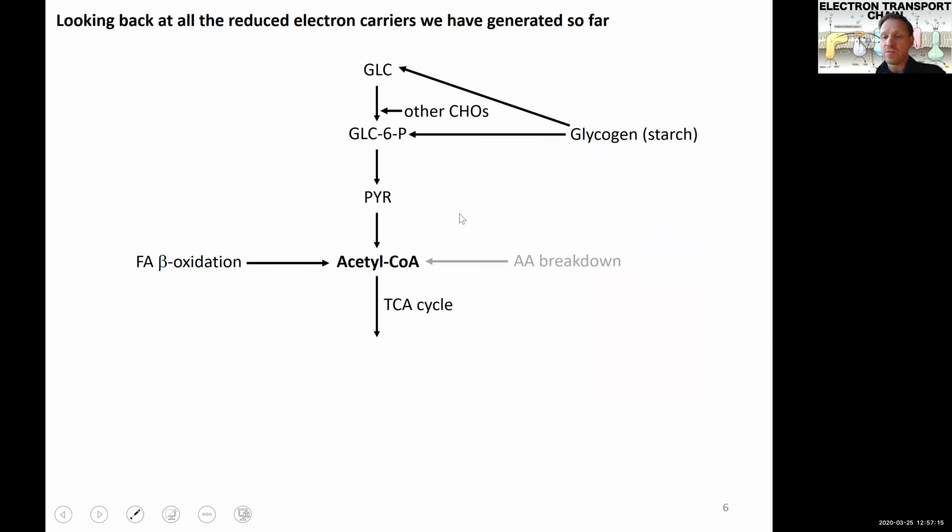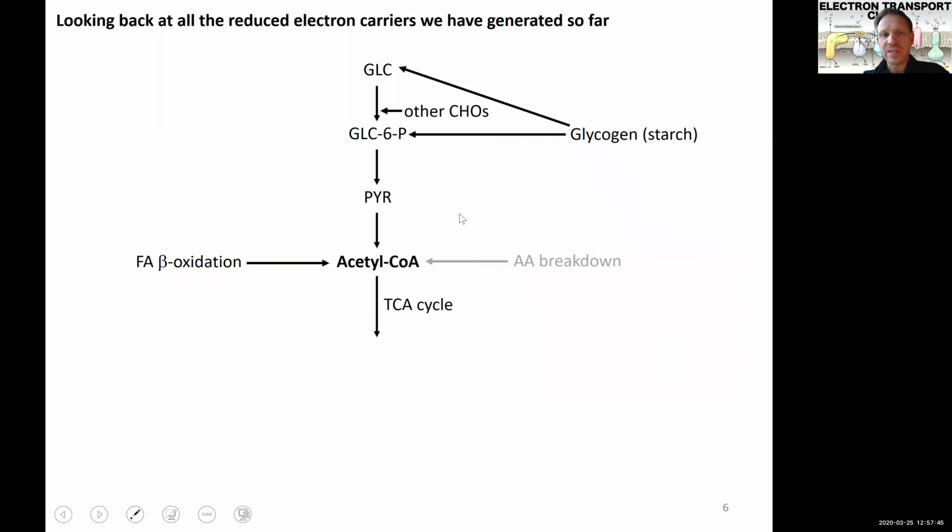To begin with, let's sort of bring everyone onto the same point. Before we start the ETC, we have to remind ourselves and look back at all the reduced electron carriers that we have generated so far in BIS103. So these are our NADH and our FADH2 molecules that we have generated through a number of our oxidation reduction reactions in various pathways, and they now want to use essentially as our currency to make ATP.